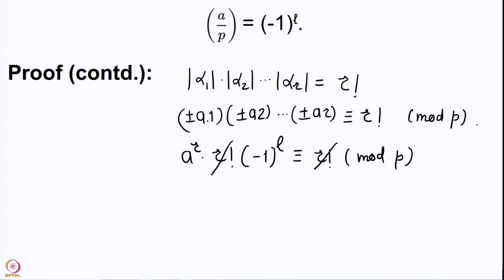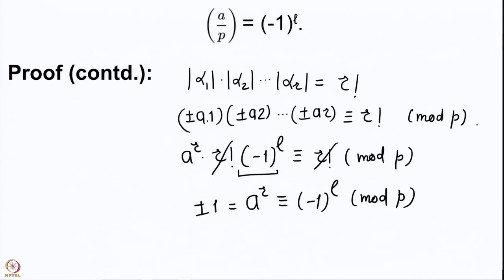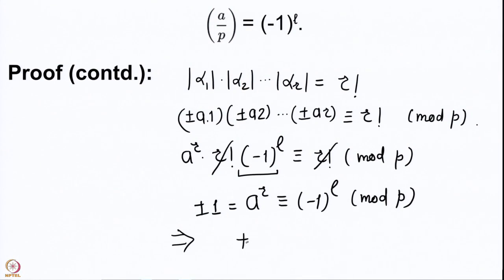These two can be cancelled because r is less than p. So r factorial is non-zero modulo p, so you can cancel them. This is plus or minus 1. Therefore, you can put it on the other side. But this is also plus or minus 1. Remember r is (p-1)/2. So Euler's criterion tells you that (a/p), which is a power (p-1)/2, is congruent to minus 1 power L mod p. P is an odd prime, you have plus or minus 1 congruent to plus or minus 1 mod p, that tells you that both the sides of this equation will have to be the same. And we thus complete this proof.